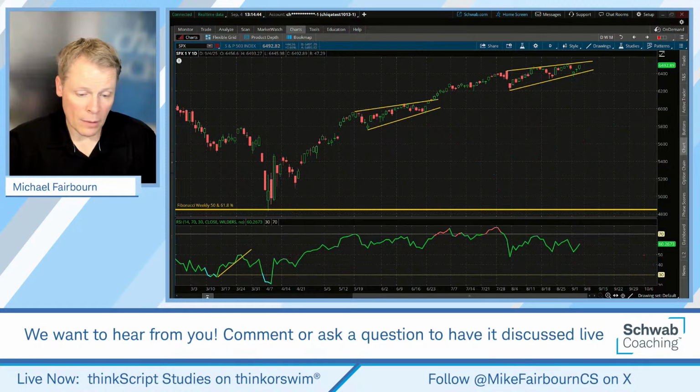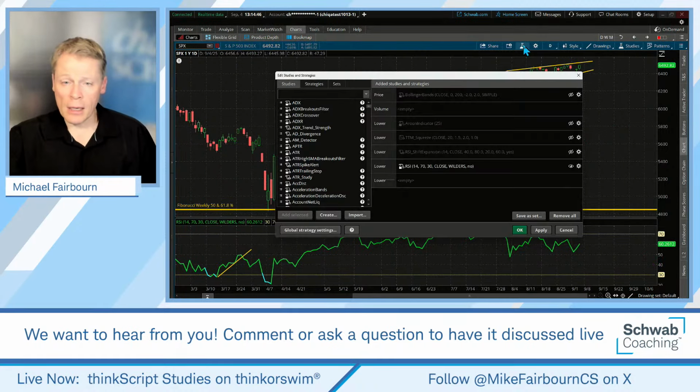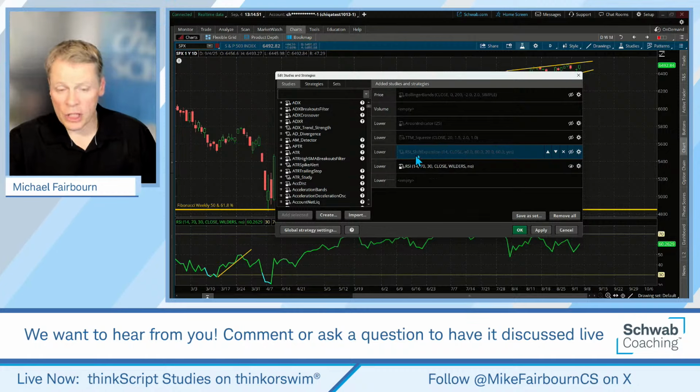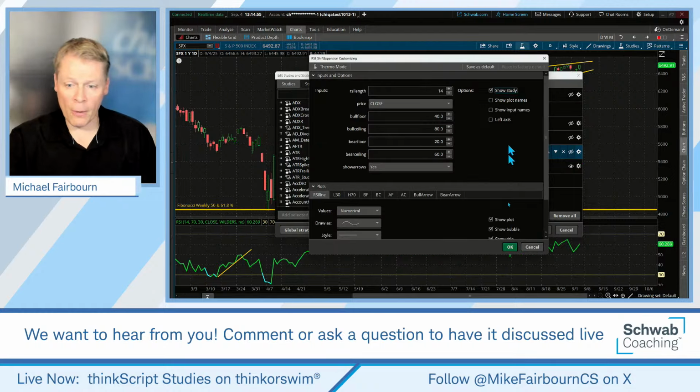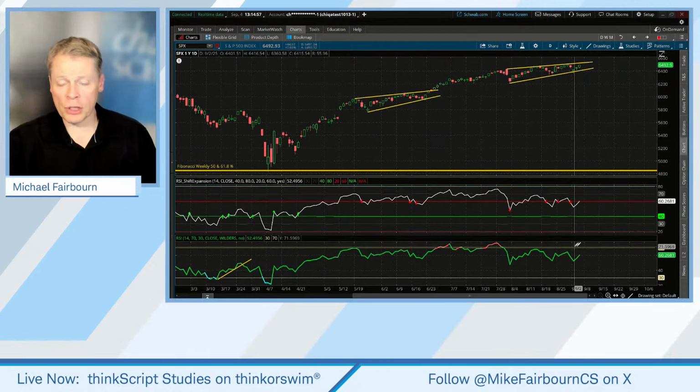Let's add in the indicator that we've got here today, which is just using ThinkScript to help us out. I just referred to it as the RSI shift expansion. It's expanding into one of the ranges. We'll pull it up right now, and we'll make some quick comparisons just above it here.